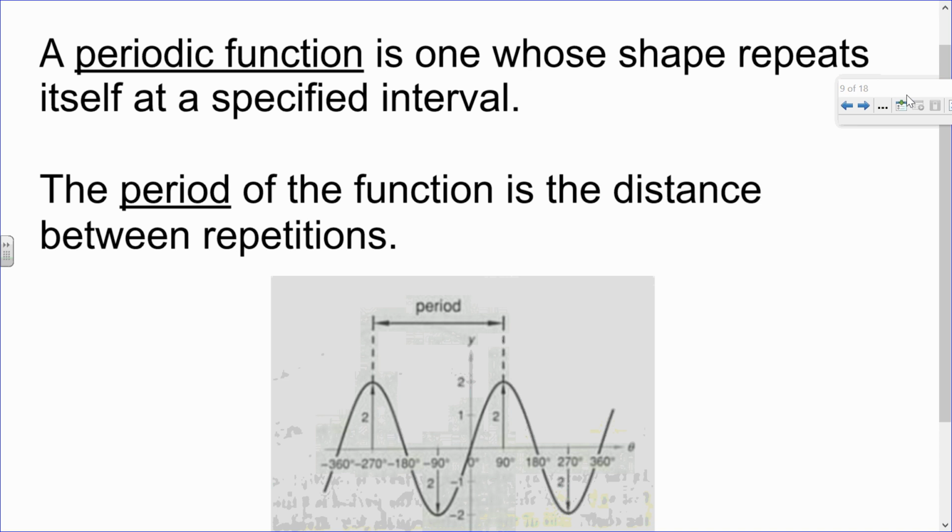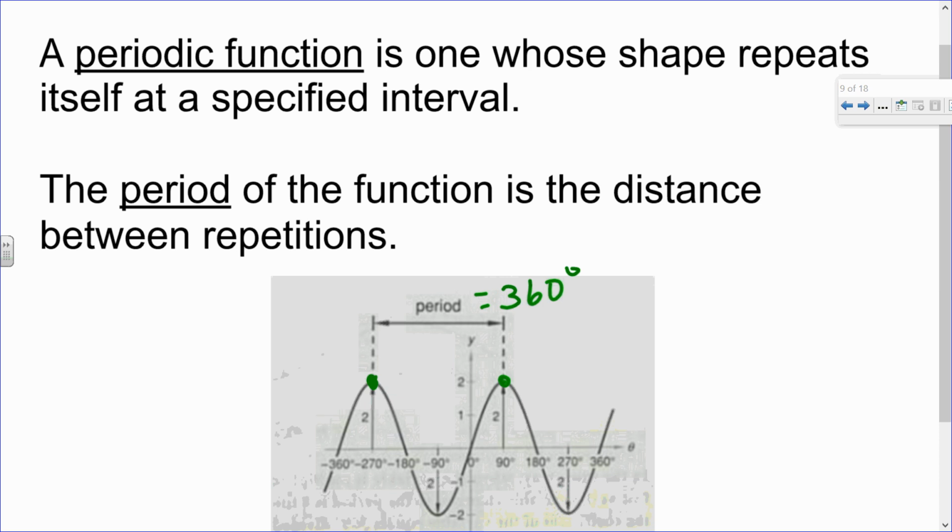So to find it on a graph, we want the distance between any two like points. So here they have said the period is the distance from one max to the next consecutive max. So negative 270 to positive 90, 270 on that side, 90 on this side. The period is 360 degrees.